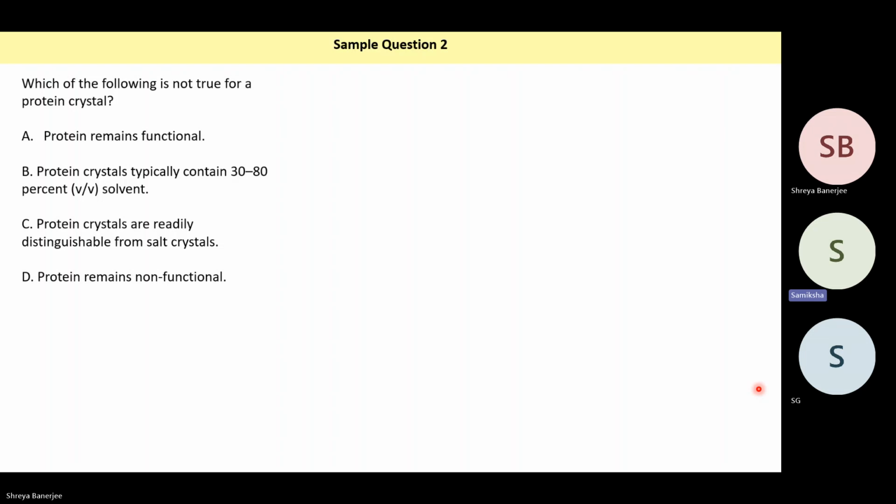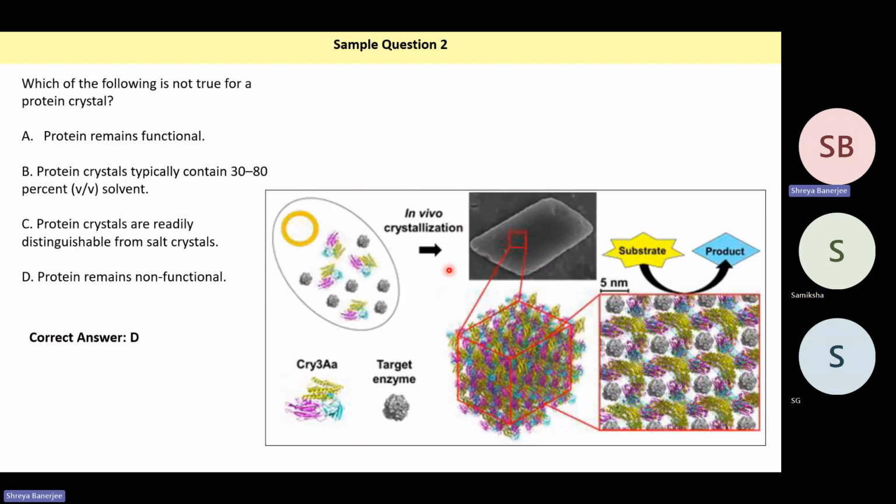Option D, protein remains non-functional. Yes. So I already discussed that because the protein is crystallizing along with solvent molecules, the protein is flexible even in the crystal. So this is a protein crystal, which is an enzyme, and you can add the substrate in the crystal and the product will be formed. So even in the crystal, it remains functional. That is why option D is wrong.